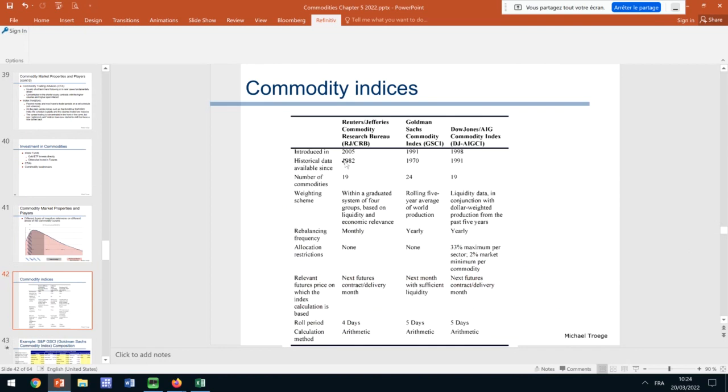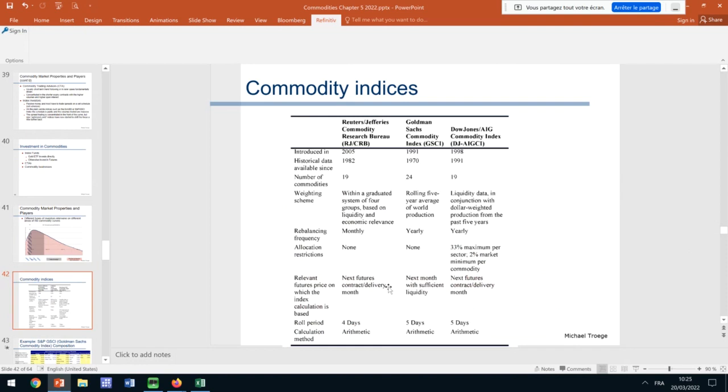What is the difference between these indexes? The number of commodities, but they are all broad-based indexes, with between 19 and 24 commodities. You have different weighting and rolling schemes, and that's something we have to talk about because that's key to understanding commodity indexes. We have the allocation, the rebalancing frequency, and the roll period. All of that we have to talk about.